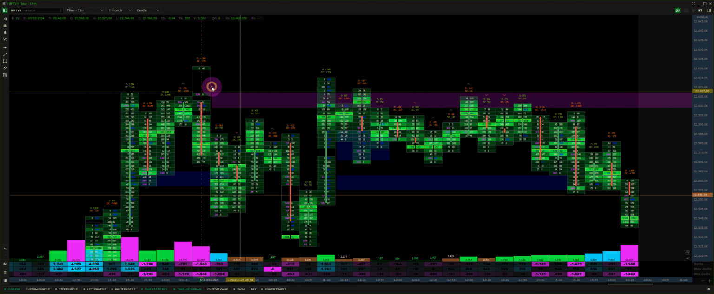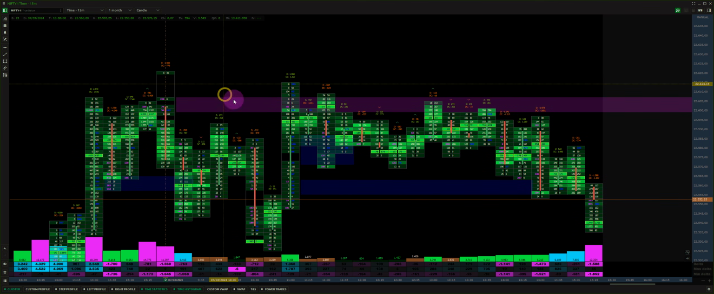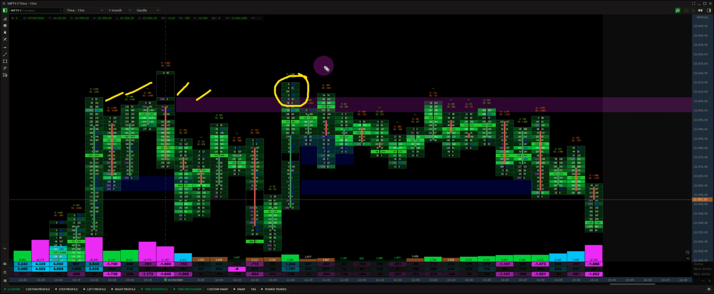So what I can see here is responsive selling coming in thereafter. Now whenever I see something like this, I do not want to short this market at this point, but when I see something like this, I am ready to take the counter position. Why? Because I've seen a buy imbalance.